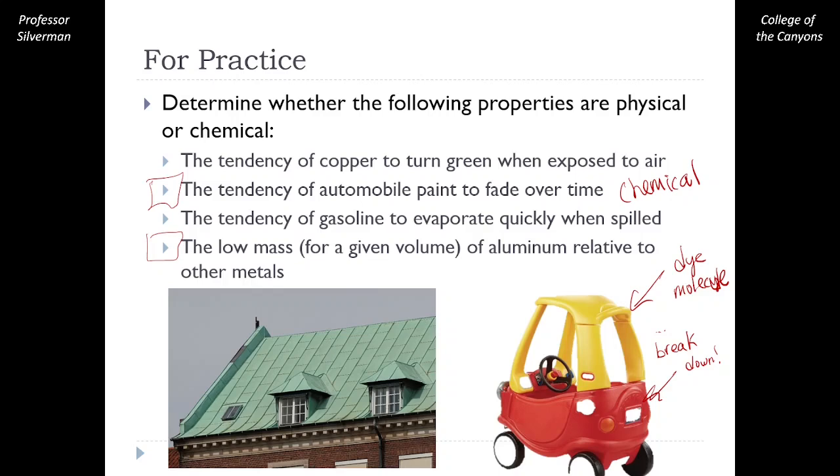Jumping to our last example, the low mass for a given volume of aluminum compared to our other metals. If you're trying to measure this property, we need to measure the mass, maybe using our scale, and measure our volume, maybe using a ruler. To measure these properties, we don't need to change the identity of our metal, so this has to be a physical property.